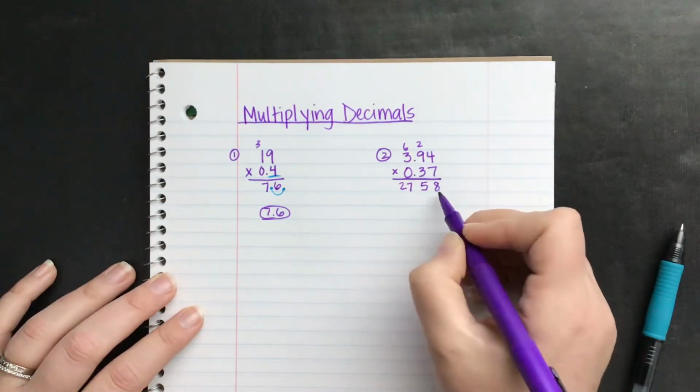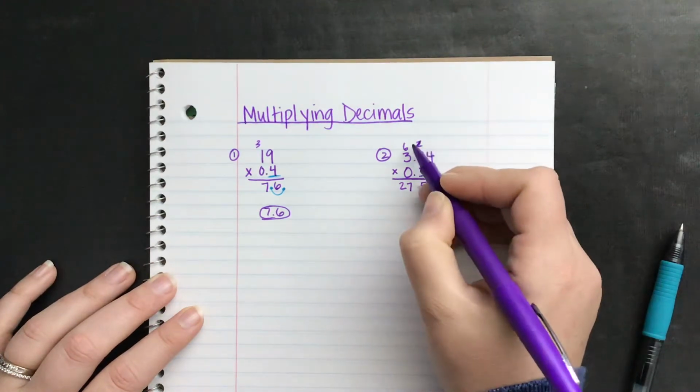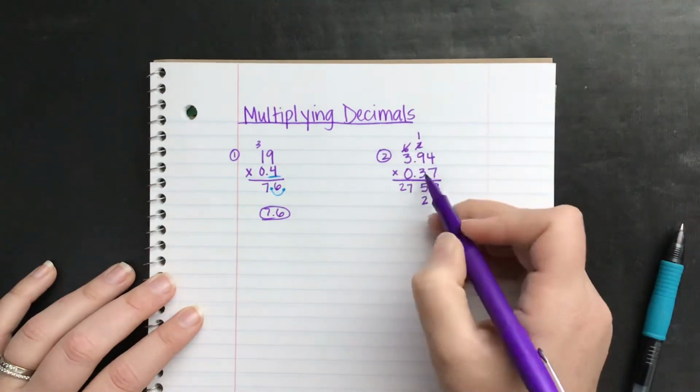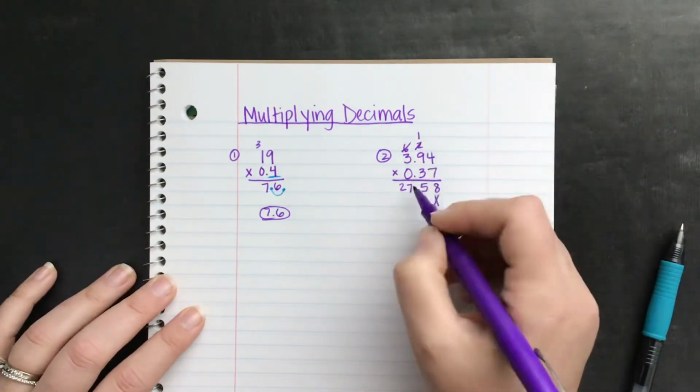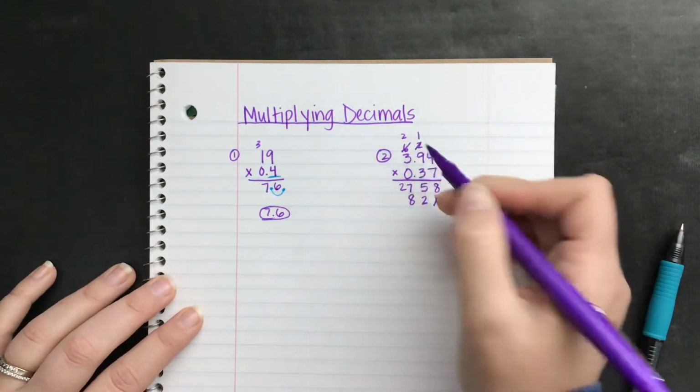Now I'm moving over to the next place value, so I'm going to put a placeholder here. Cross off these guys. And then we have 3 times 4 is 12. I'm going to carry my 1. 3 times 9 is 27, plus 1 is 28. 3 times 3 is 9, 10, 11.